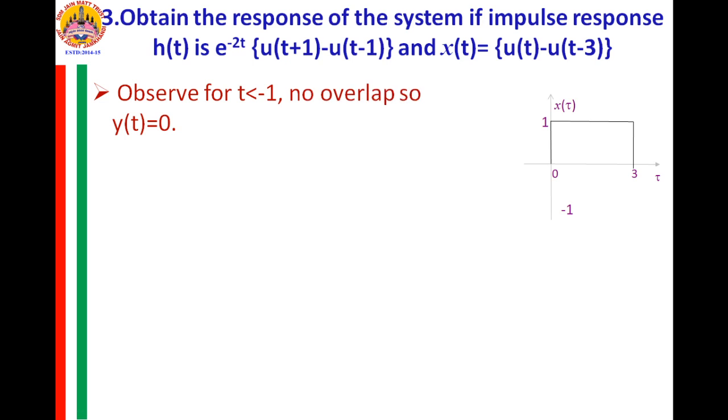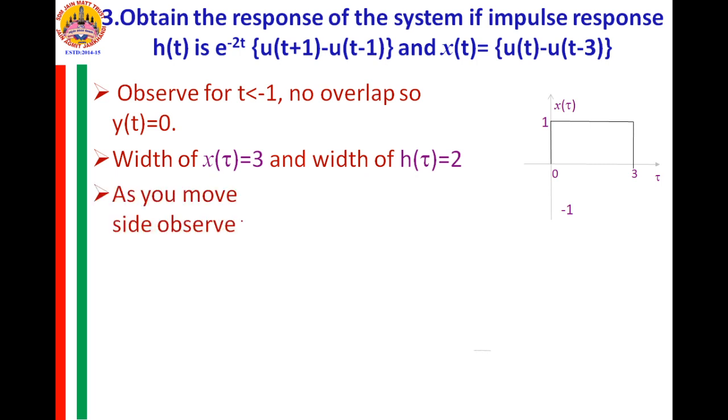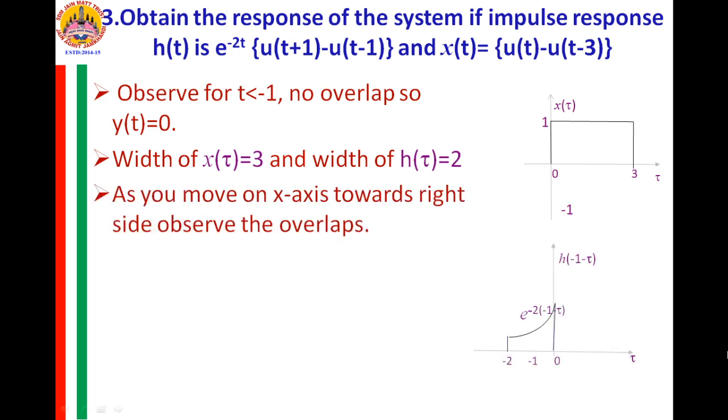So we have to start from t is equal to minus 1. For t less than minus 1, you have to observe that there will be no overlapping between x of tau and h of minus 1 minus tau. This is h of minus 1 minus tau, it exists from minus 2 to 0. Now if you shift to this side, these two will not overlap, and therefore the product will be equal to 0.